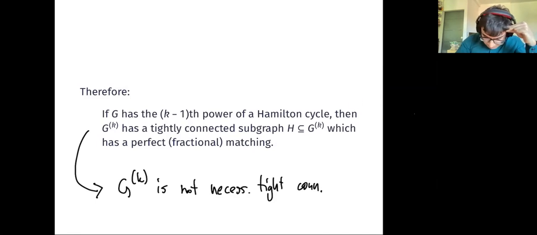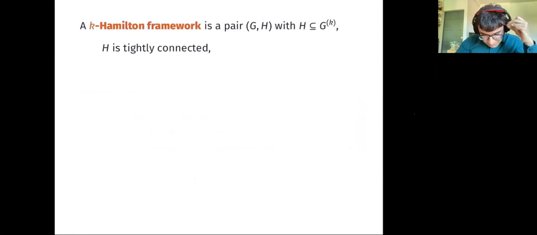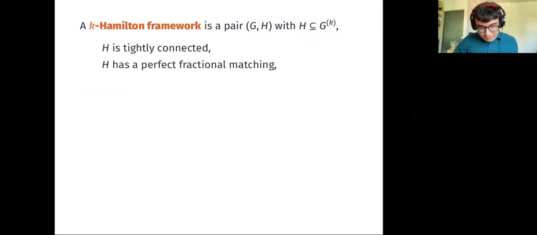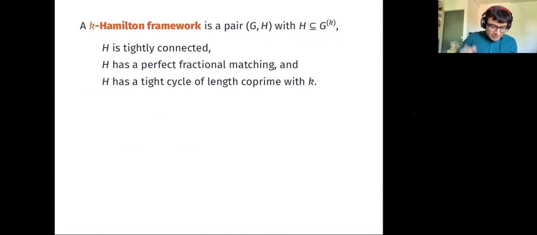Okay, but we have this. So we're going to try to emulate what we did before. Before, we defined Hamilton frameworks as a graph which satisfies some of the conditions which you get when you have a Hamilton cycle. So a Hamilton framework would actually be a pair, a graph and a hypergraph. The hypergraph will be a subgraph of this auxiliary hypergraph. What I would like from this hypergraph is that it is tightly connected. I would like this hypergraph to have this matching. And for technical reasons, before we asked for this odd cycle here, let me ask for a cycle whose length needs to be coprime with K. We did this for technical reasons, but I will mention later some ways in which we can actually get rid of this cycle. But we have these three conditions which define a Hamilton framework.